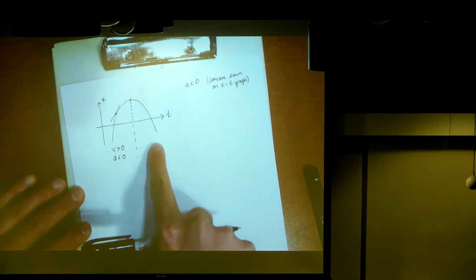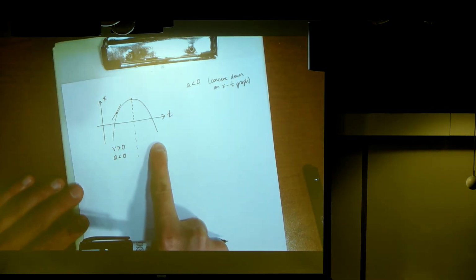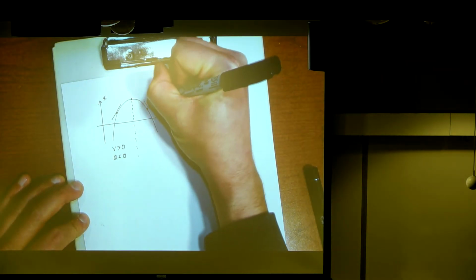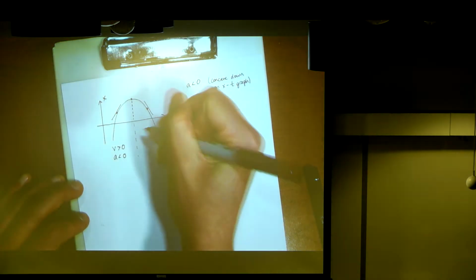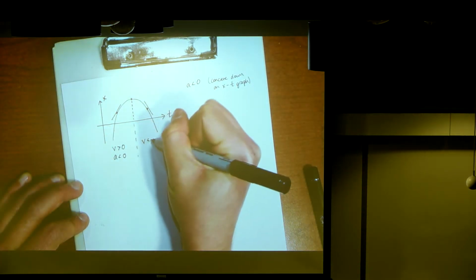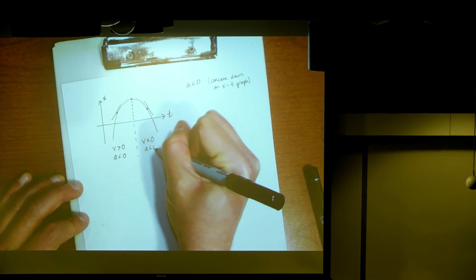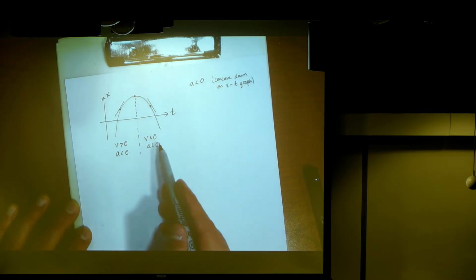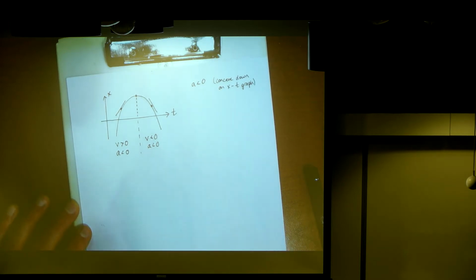What about on this side of the peak? What do we have for velocity? Is it negative or positive? Negative, because if I draw the tangent line here, it's sloping down. So we have a negative velocity and a negative acceleration, okay? Again, on this side we have a positive velocity with a negative acceleration. On this side, we have negative for both, okay?